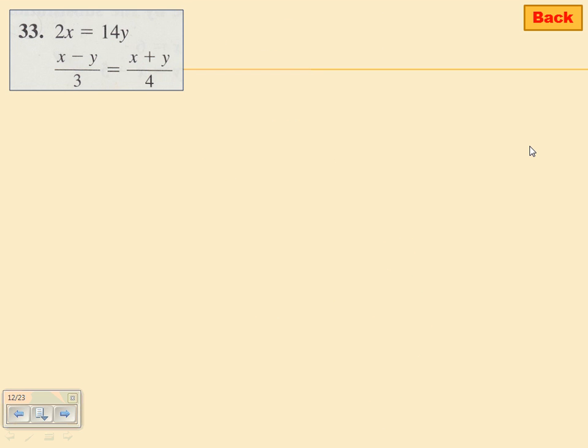Number 33 is a complicated problem. There's several ways you could do number 33, but I believe the easiest way is to try to get x by itself in the top equation. So x equals 7y, and I really didn't touch the bottom equation yet. What I'll do now is plug in 7y into both parts of the bottom equation.